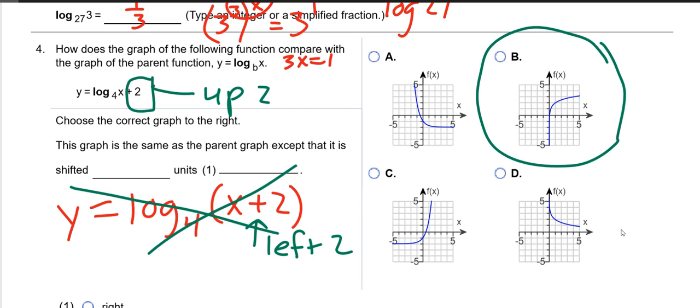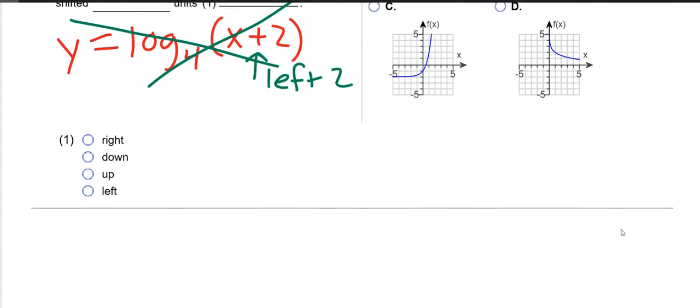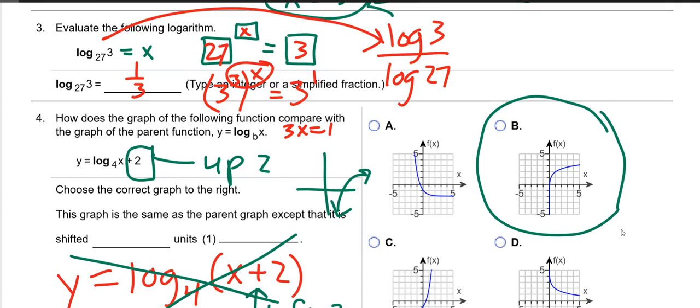B. B is the only one that even looks like a log graph. All log graphs have the same basic shape. They kind of look like this. And this has been shifted up 2 units. That's it. Any questions on that?